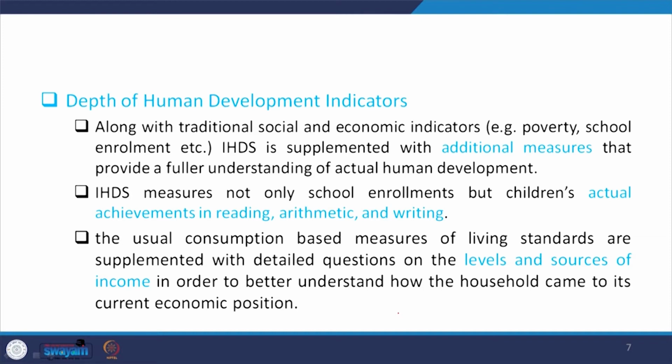Now, looking at the depth of the human development indicators, along with the traditional socio-economic indicators like poverty and school attainment, IHDS is supplemented with additional measures that provide a fuller understanding of the actual human development indicators. It measures not only school enrollment, but also children's actual achievement related to cognitive issues, such as reading, arithmetic skill, and writing habits. The usual consumption based measures of living standards are supplemented with detailed questions on the levels and sources of income, to better understand how the household came to its current position.